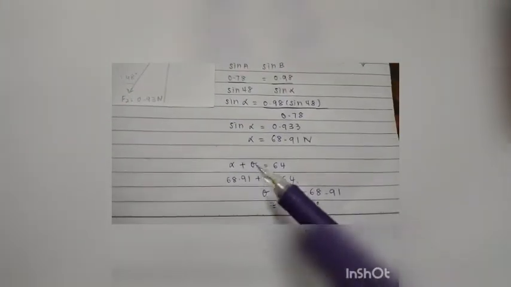So to find the direction, we have the alpha value and we have the 64. So it's easy to find the direction, which is we need to do 64 minus 68.91. You will get negative 0.91 degree.